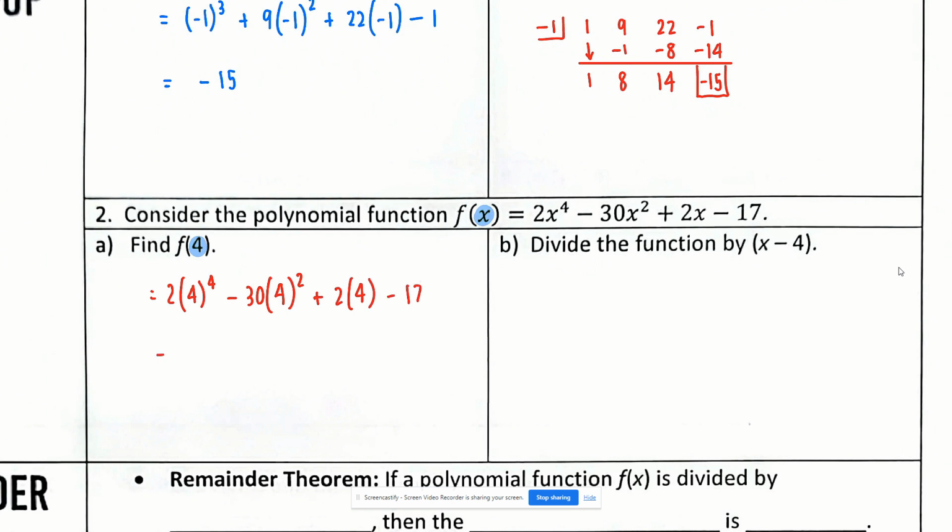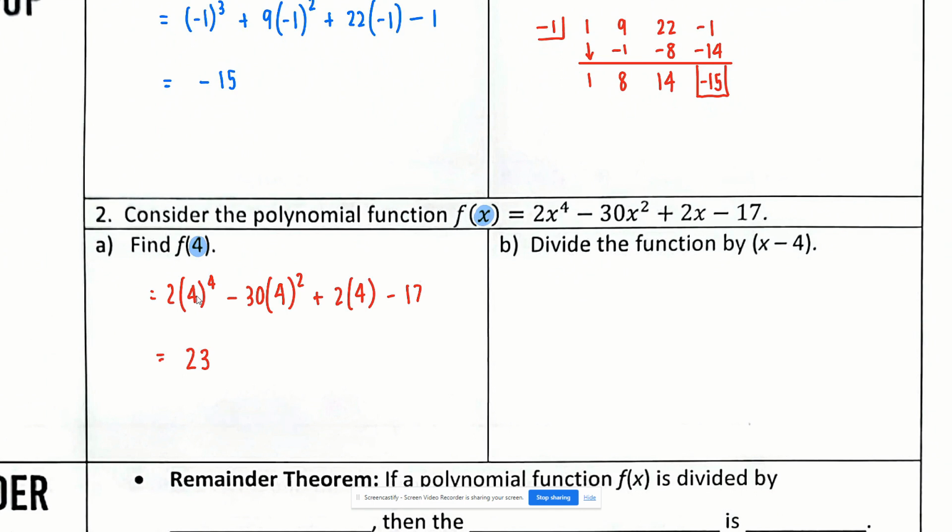And I'm just going to let the calculator do all the work. Okay, I'm not going to try to do that in my head. 4 to the 4th power gets pretty big. I mean, that's a pretty decent sized number. But when you put all that together, the answer was 23. Now, you couldn't have done that very well in your head.